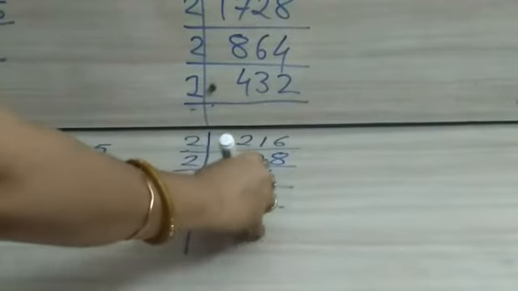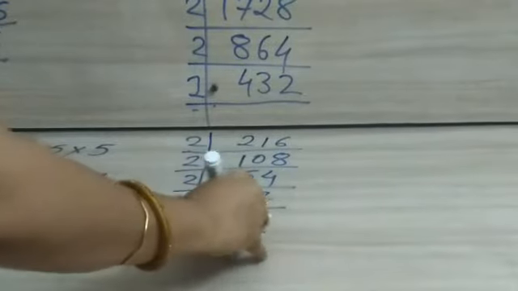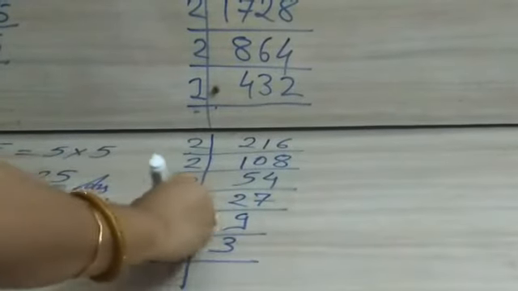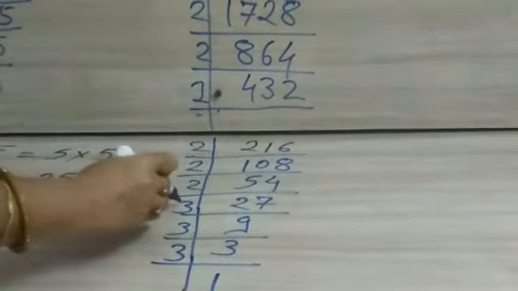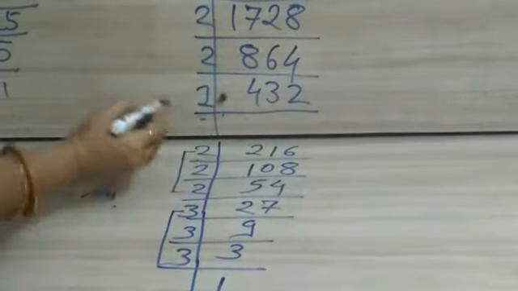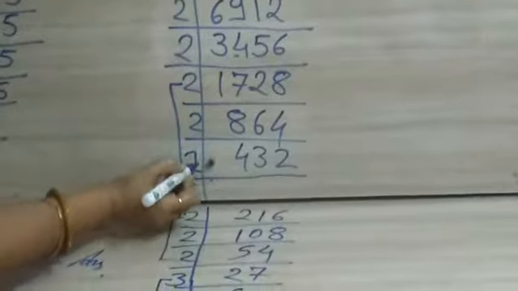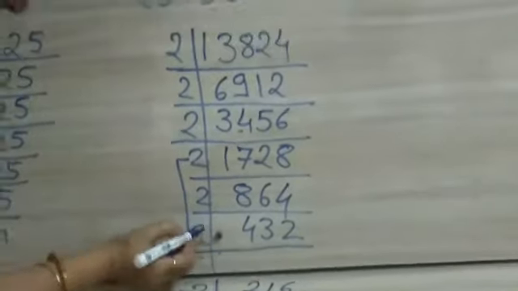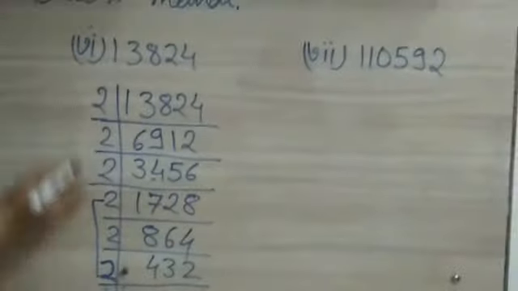Then we will go by 3. Now we will make the groups. This is of 3, this is of 2. This is also for 2. It is 2 and this is also 2. So what we will write?